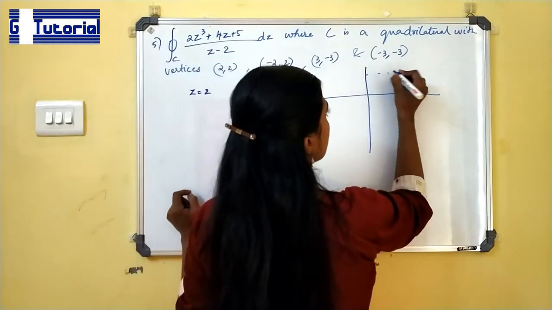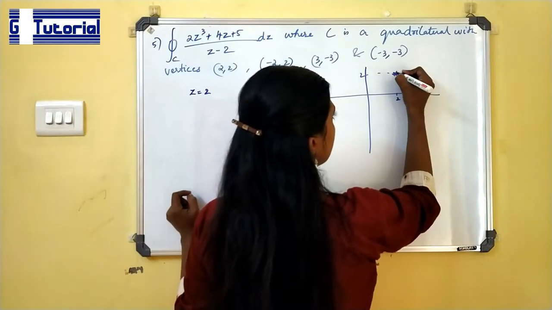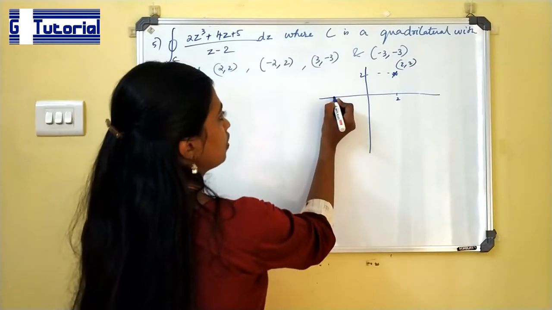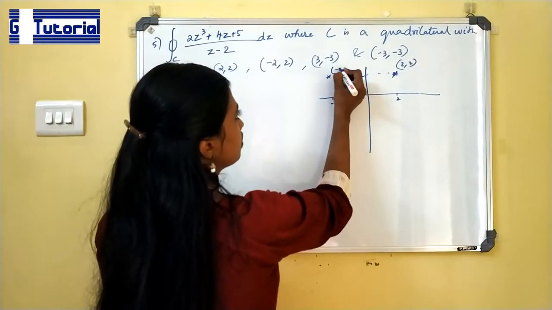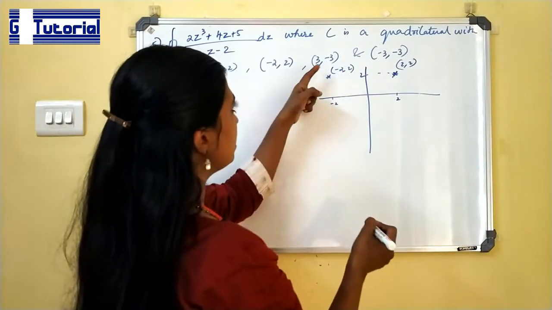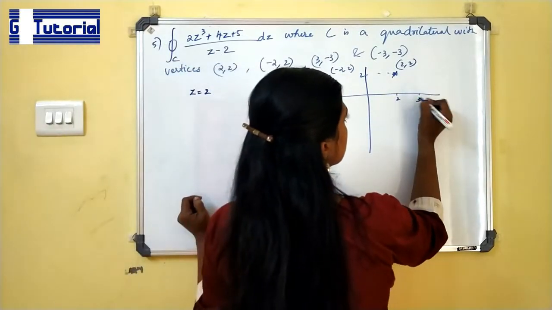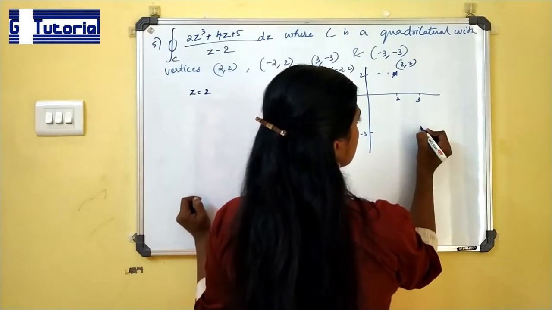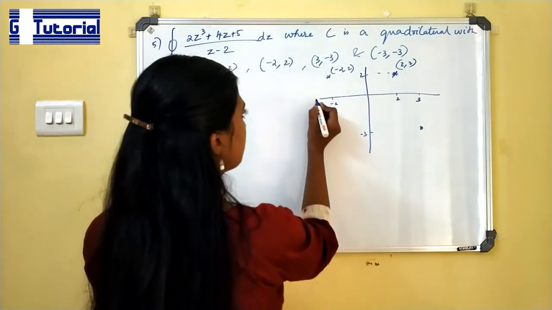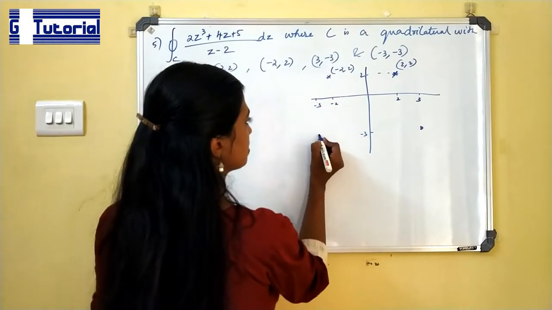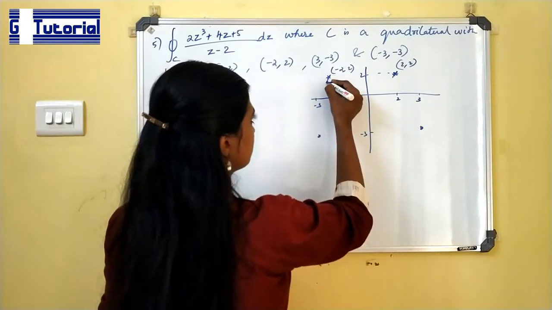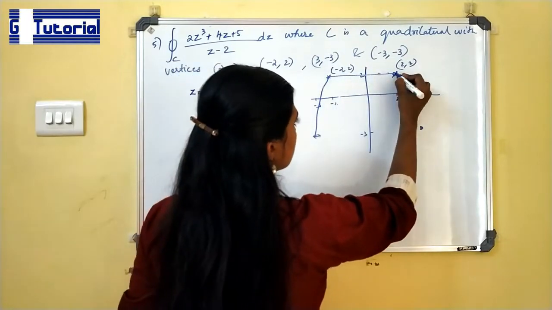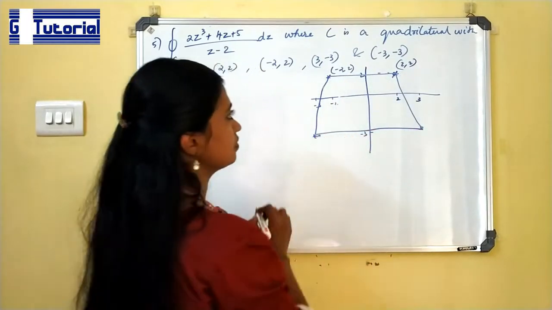This is the point (2, 2). Then (-2, 2), then (3, -3), and (-3, -3). This is the required region.